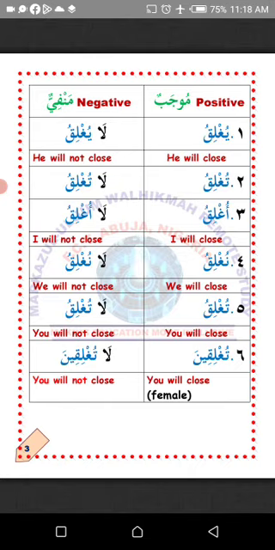Sitta, number six, tuglikina, you will close, talking to a single female person. La tuglikina, you will not close. La'allaka fahimt? I hope you understand. MashaAllah.